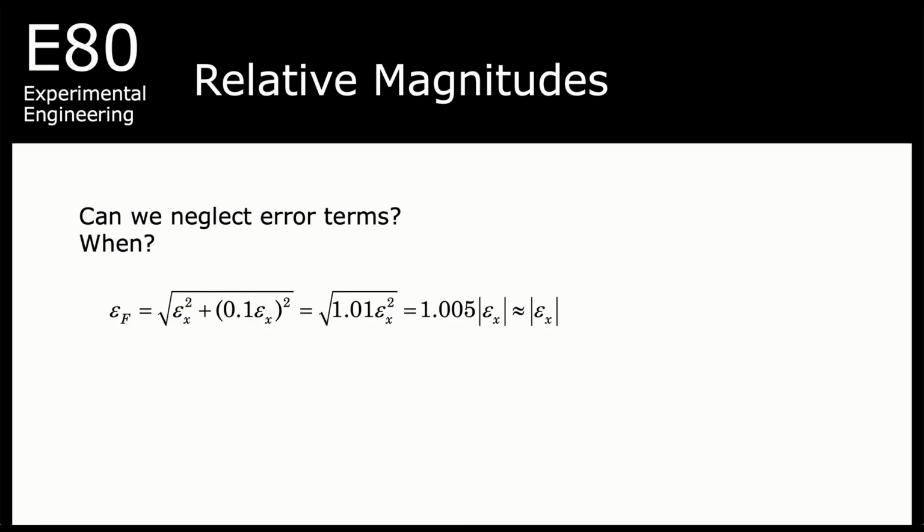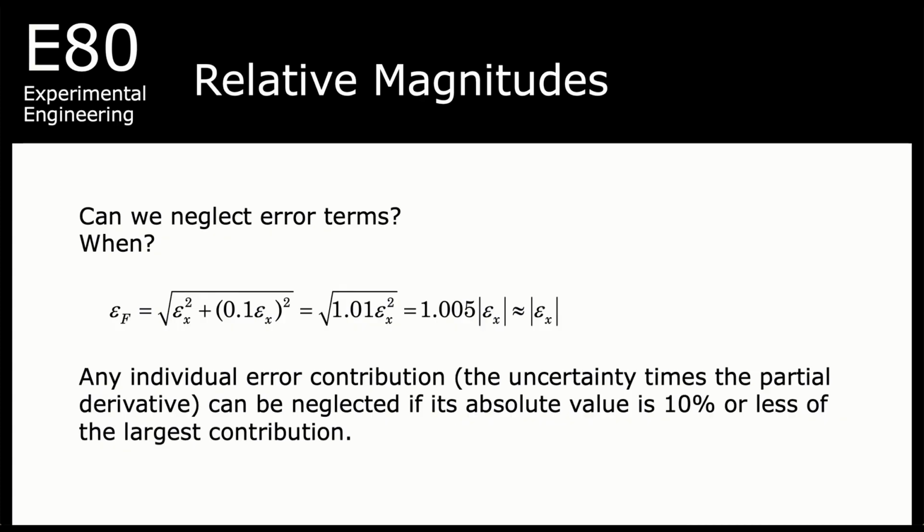The contribution of 0.5% from the uncertainty in y can be safely ignored. The heuristic can then be stated as: any individual error contribution, the uncertainty times the partial derivative, can be neglected if its absolute value is 10% or less of the largest contribution.